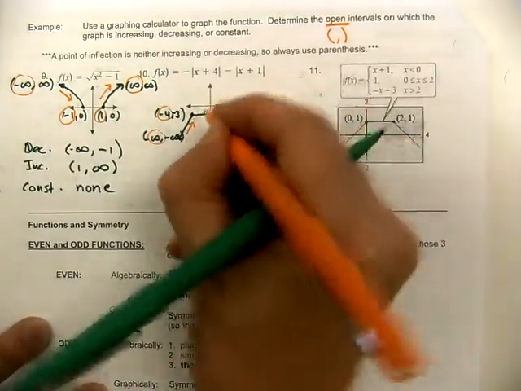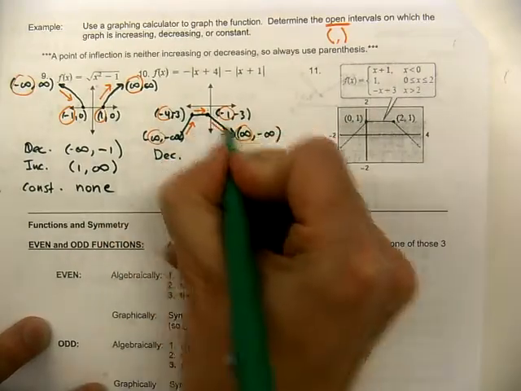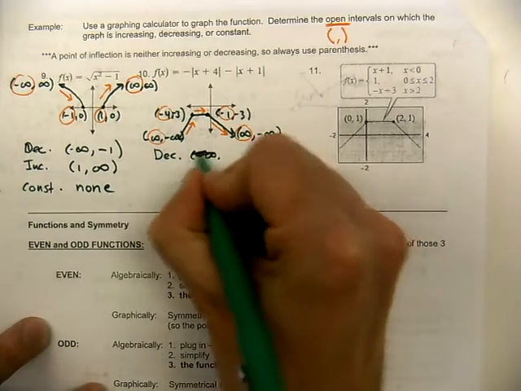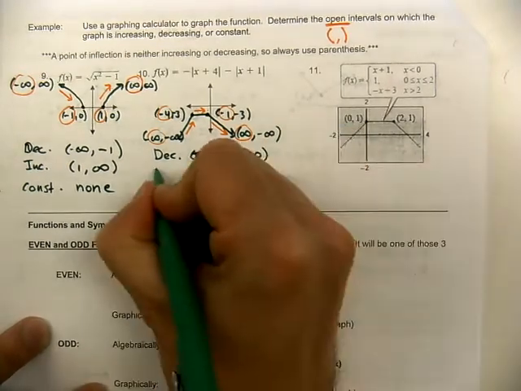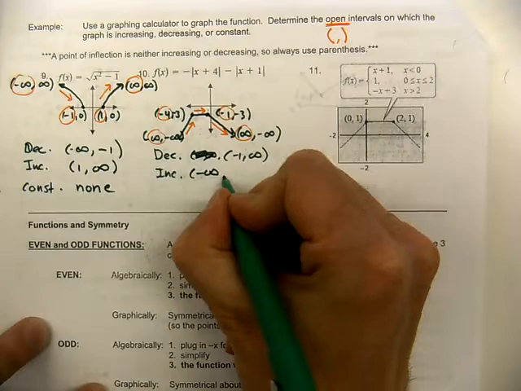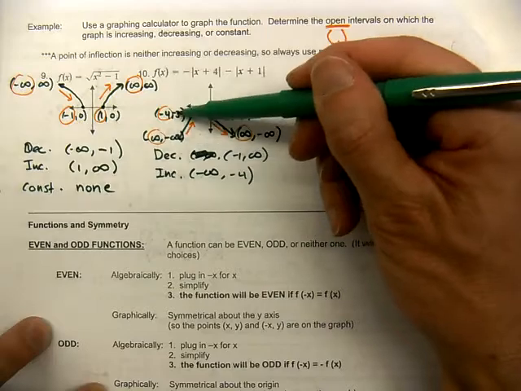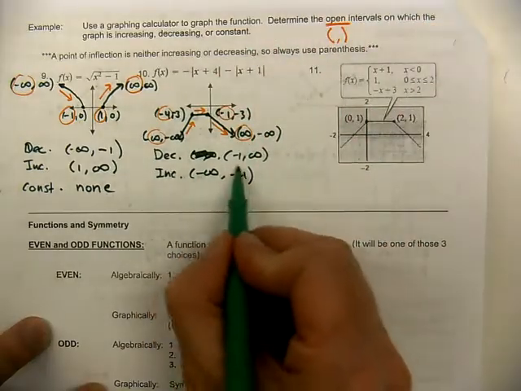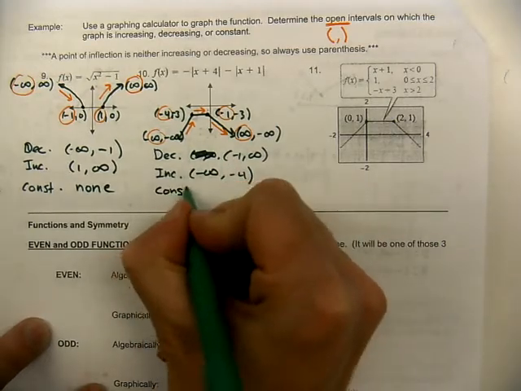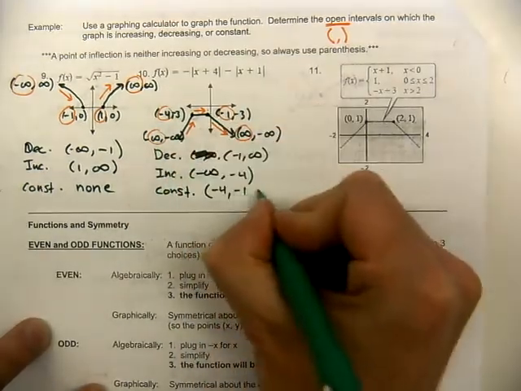So here's our increasing interval, here's our constant interval, and here's our decreasing interval. So we are decreasing from here to here, starting at -1 and ending at +∞. We are increasing from here to here, so -∞ to -4. Again, notice we're not describing the height at which it changes. We're not looking at the y-coordinates. We're just saying it changes in an increasing way, starting here up until this value. Constant at -4 up to -1.